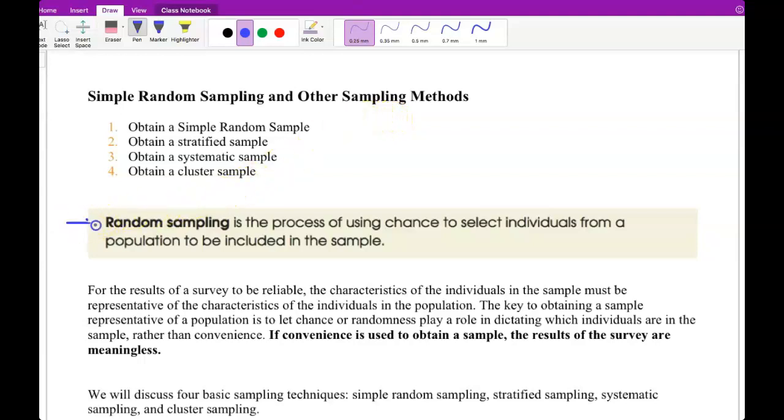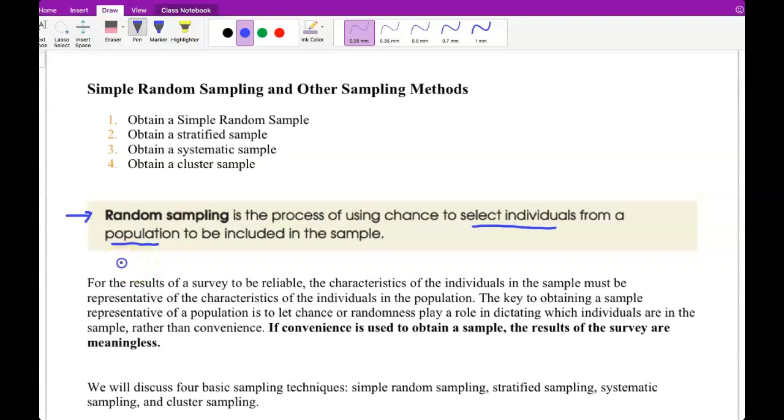The first part is random sampling. Here is the definition for this part: the process of using chance to select individuals from a population. We're going to use N for that part to be included in the sample, and sample is N also.